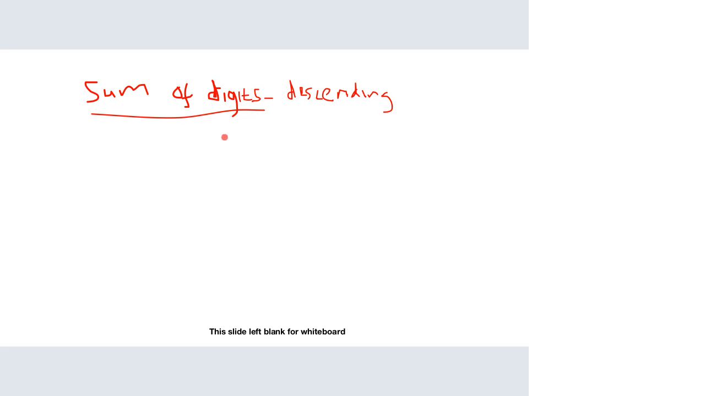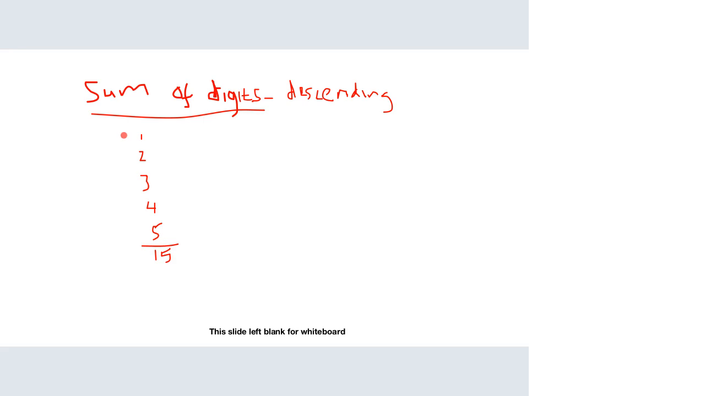Descending order. So if we have 5 years, year 1, year 2, year 3, year 4, and year 5, for example, you can first of all get the sum of these digits. So you can add 1 plus 2 plus 3 plus 4 plus 5. So 1 plus 2 is 3, 3 plus 3 is 6, 6 plus 4 is 10, 10 plus 5 is 15.